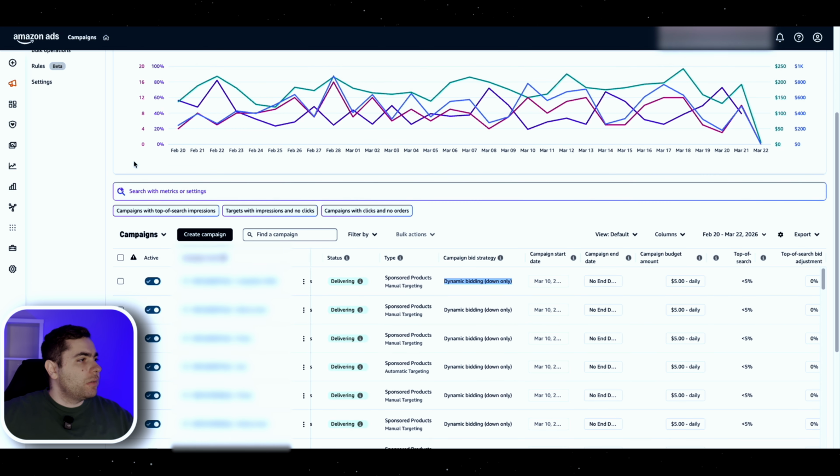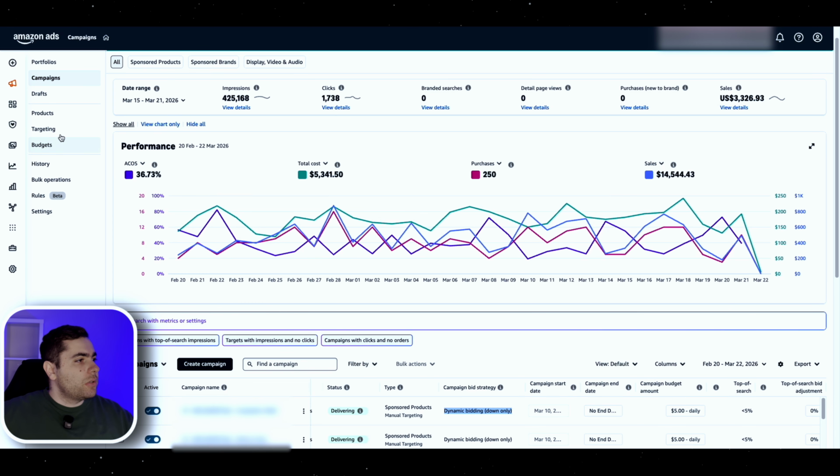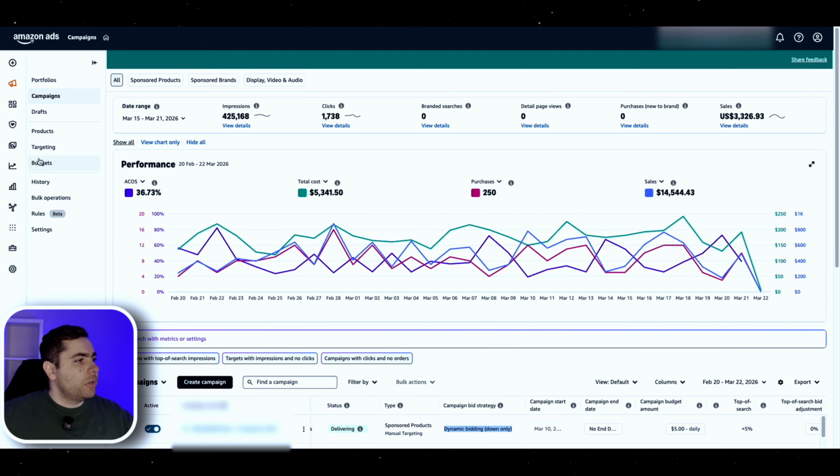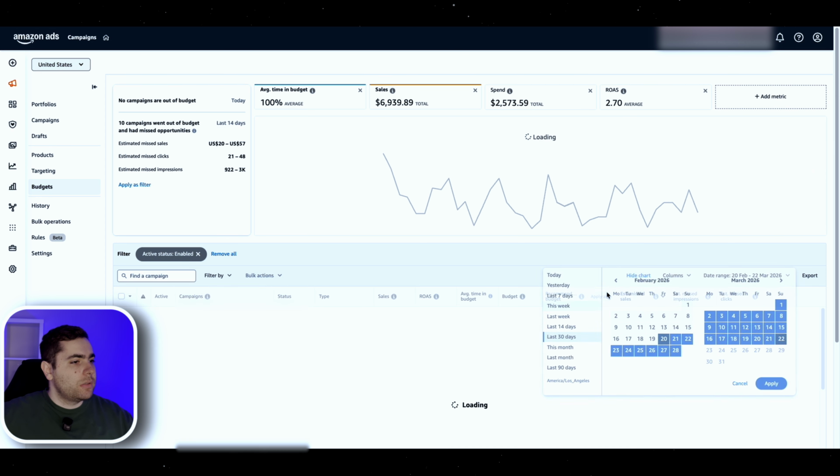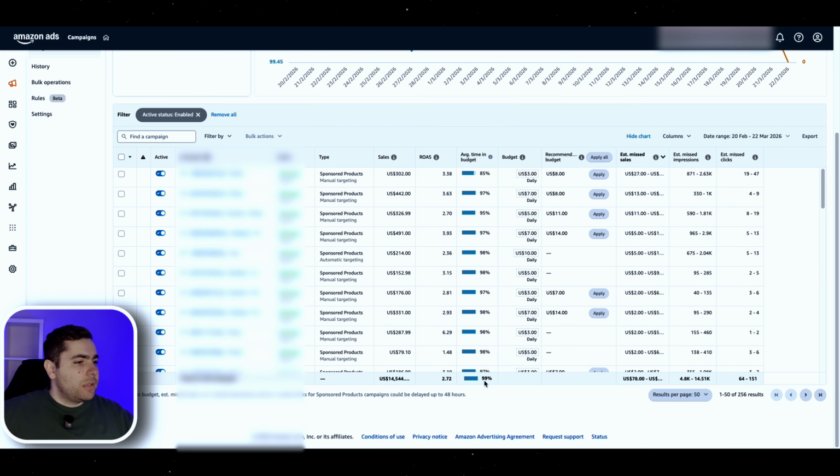Okay, the next thing we want to look at is budgets. So we go here. Let's open the same last 30 days. And here you can see that average time in budget is 99%, which means that most of our campaigns are always active. We don't have a problem with the budgets.